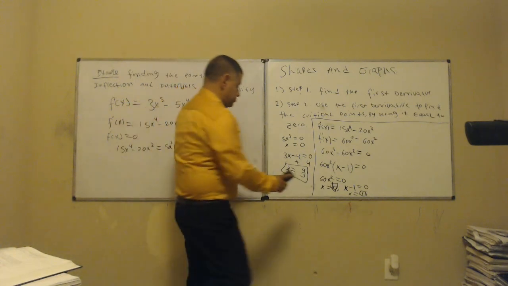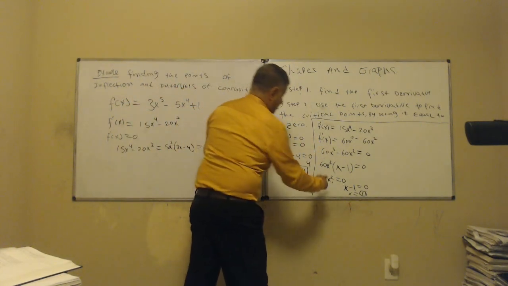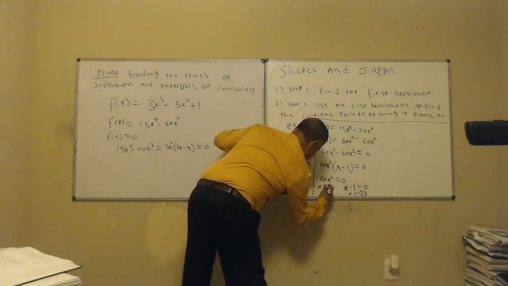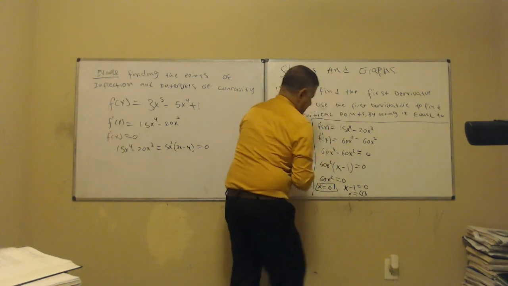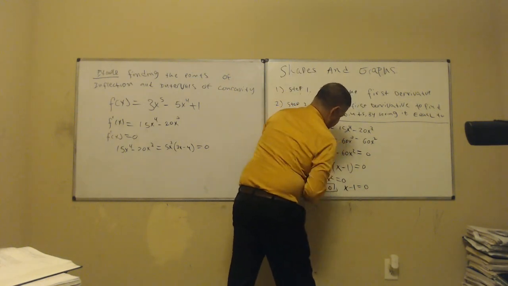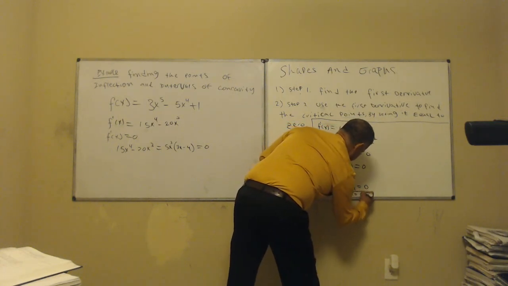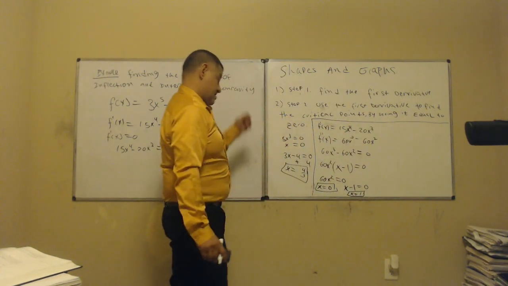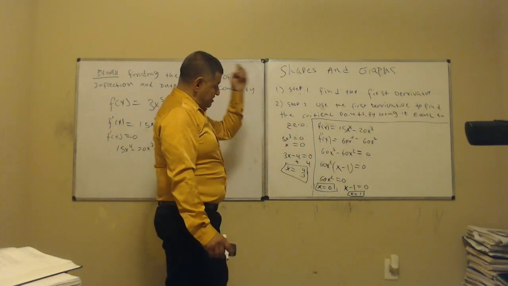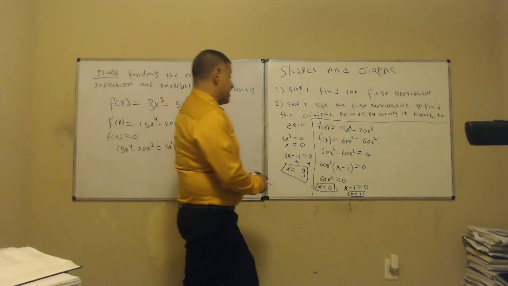Okay, so x equals 0 and x equals 1. Right? So now we do have something like this. What is going on over here now?